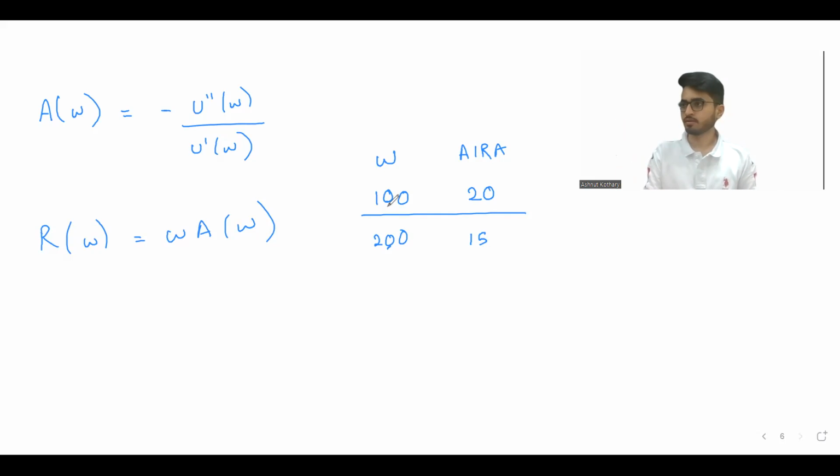Originally, the wealth was 100, and the amount invested in risky assets was 20. Now you have been given that the wealth is 200, and the amount invested in risky assets is 15. What can you conclude about the absolute risk aversion? It increases as wealth increases.